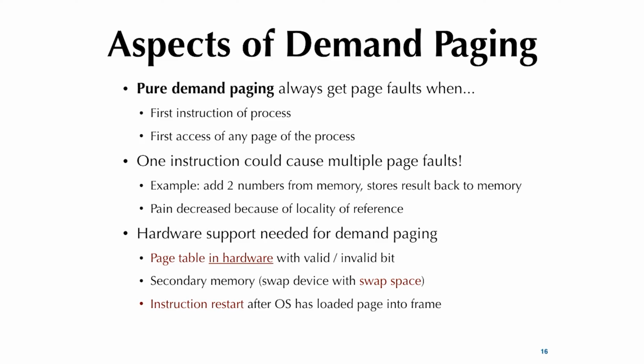Now, if you add 2 numbers from memory and store the result back into memory, what could happen? In the case of demand paging, these 2 operands may reside on different pages. So what do you have to do? The program runs, loads the first operand, page fault, handles it, and then retries the instruction. First operand is okay, second operand, oops, another page fault. Then the OS gets control. So the same instruction may be restarted multiple times.